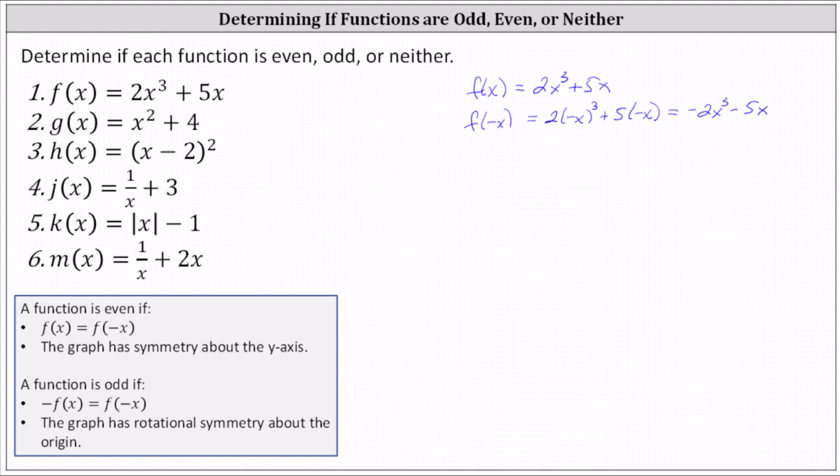Notice f of x does not equal f of negative x. This indicates f of x is not even. And now we'll determine the opposite of f of x, which is the opposite of the quantity 2x cubed plus 5x, which equals negative 2x cubed minus 5x. Notice f of negative x equals the opposite of f of x, which indicates f of x is odd.